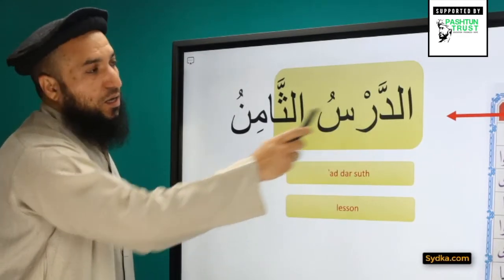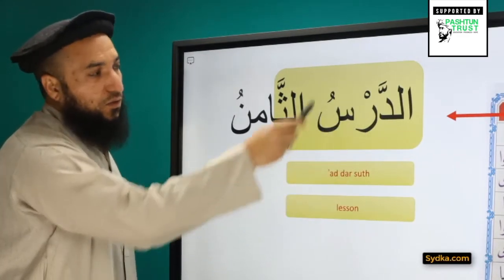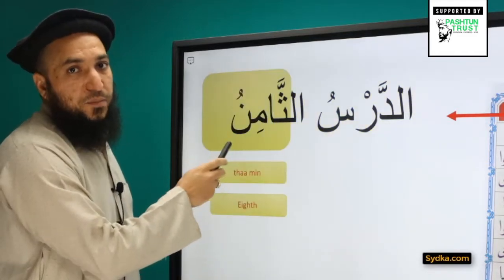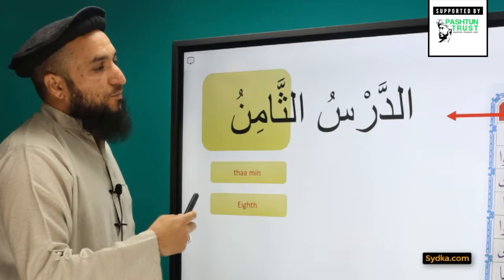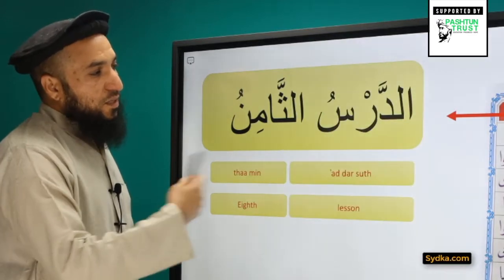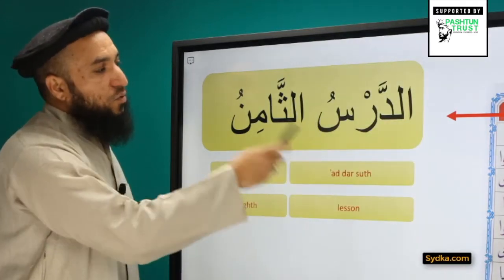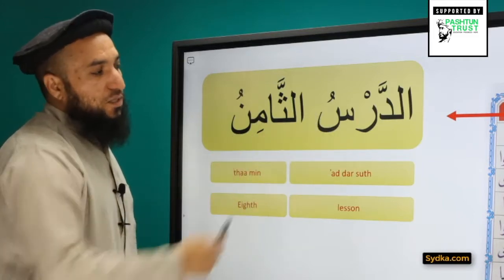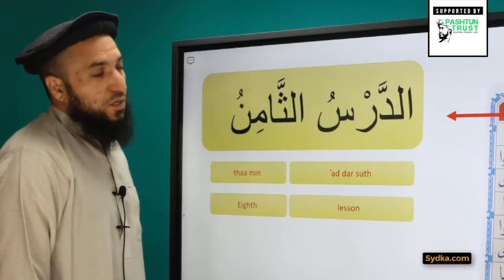Ad-Darsuth. Ad-Dars means lesson. Thamin means eighth. So this is the eighth lesson. Ad-Darsu Thamin. So this is the eighth lesson of Al-Qaida Nuraniya.